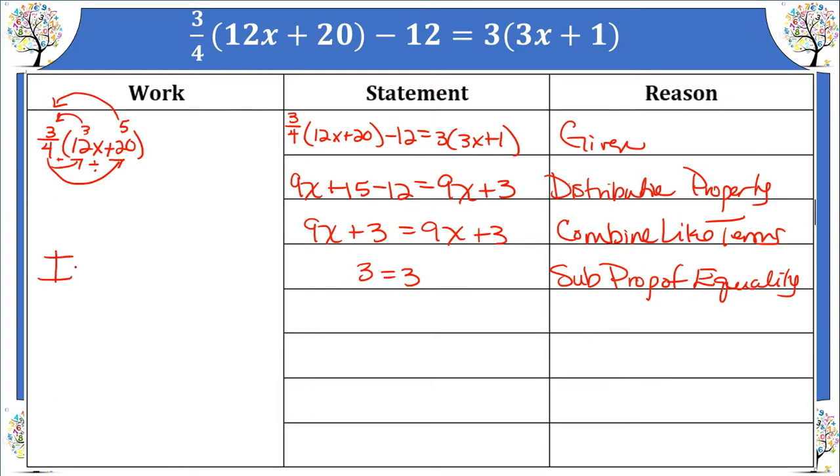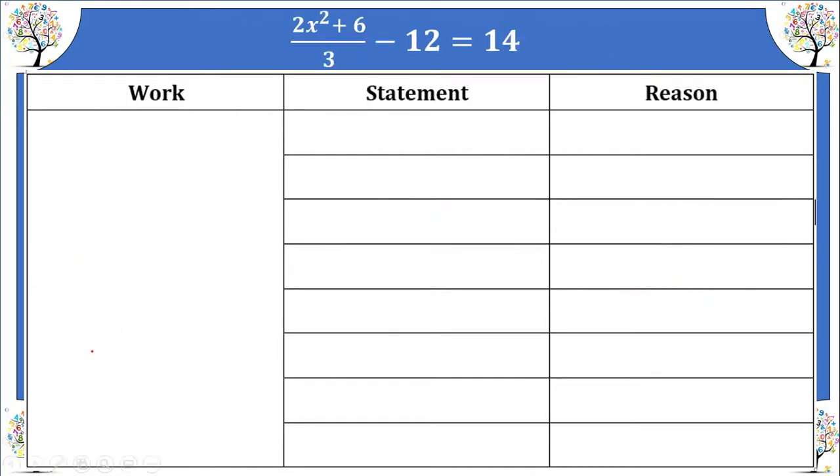So this has infinite solutions. Anything will work to make my equation true.